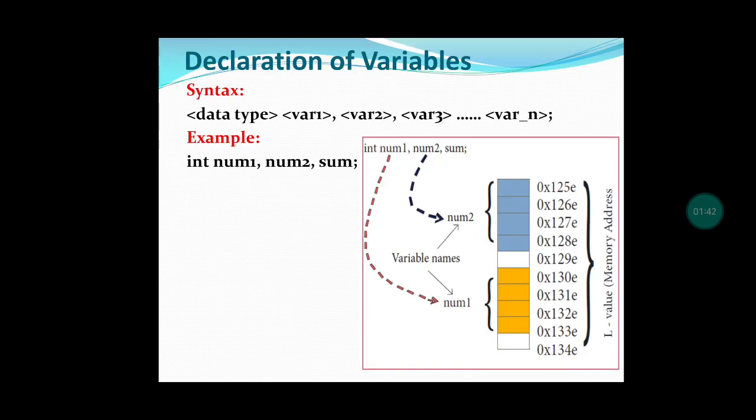How to declare a variable in a C++ program? First let us know the syntax for declaring a variable: data type, variable 1, variable 2, 3, up to variable n. We can declare up to variable n. Declaring just one variable is also accepted. In this example, we have declared 3 variables, that is num1, num2 and sum. So these variables have been declared and, if we want, we can store values.